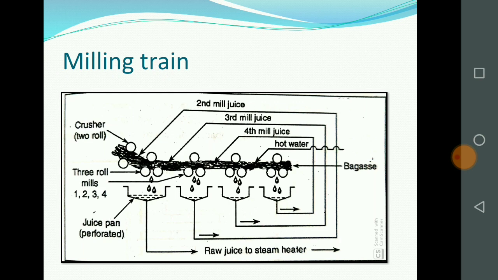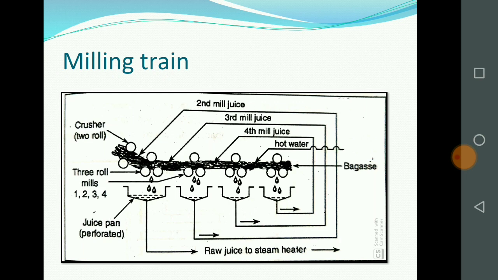When the chips are crushed in the crusher, only about 60 to 70% of juice is extracted. The bagasse containing the rest of the juice is then passed to the first, second, third and fourth mills. After every successive milling, juice extraction from bagasse becomes increasingly difficult. So, the compound imbibition technique is used.